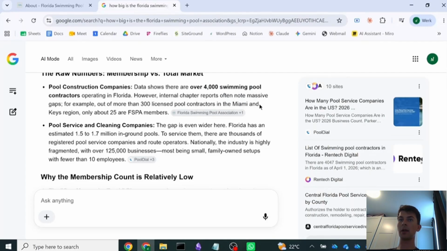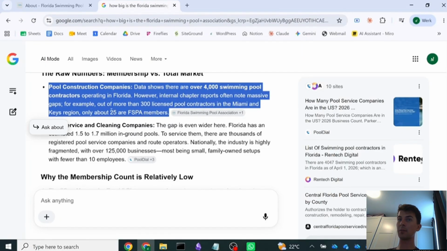And Google also notes that out of 300 licensed pool contractors in the Miami and Keys region alone, only 25 of them are FSPA members. That's less than 10%, right? So there's a quick opportunity for growth.